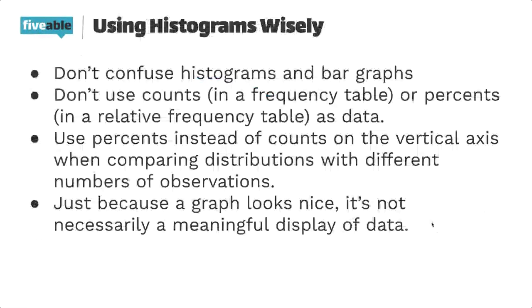Use percents instead of counts on the vertical axis when comparing distributions with different number of observations. So if we want to compare two data sets, but we didn't collect the same amount of data, we want to use percent instead of counts on the vertical axis, because that's going to give us a better idea of how they compare to each other. If I take a large data set in one, a small data set in the other, of course there's going to be more data in the larger data set because we just collected more. So using percents kind of equals it out.